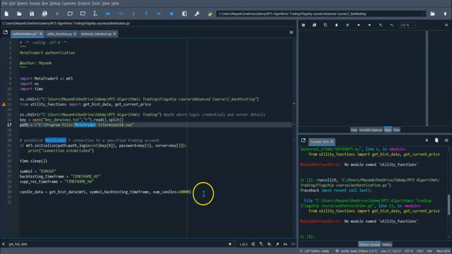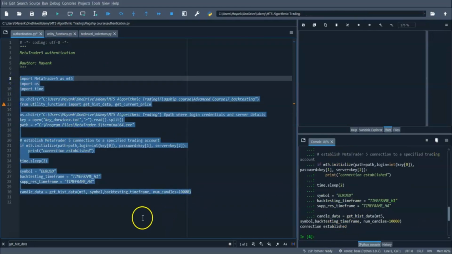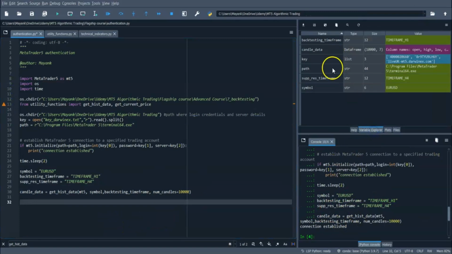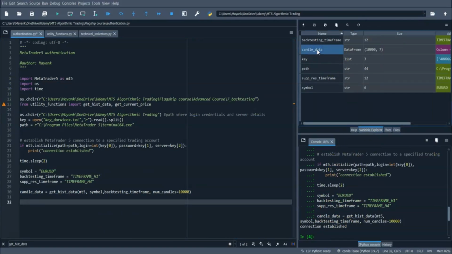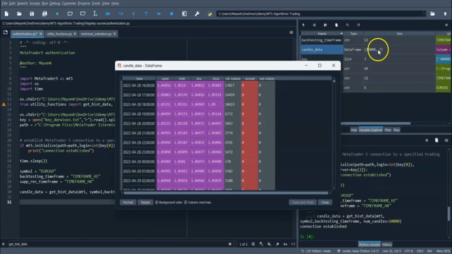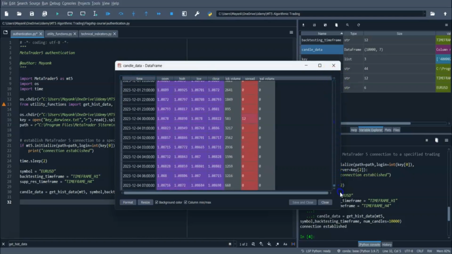So now if I run this, we have got the data. So if I go to Variable Explorer and access candle data, you can see that we have got 10,000 rows and 7 columns. We have got open, high, low, close, tick volume, spread, and real volume. And we've got data from April 2022 all the way till the current date, which is December 2023.